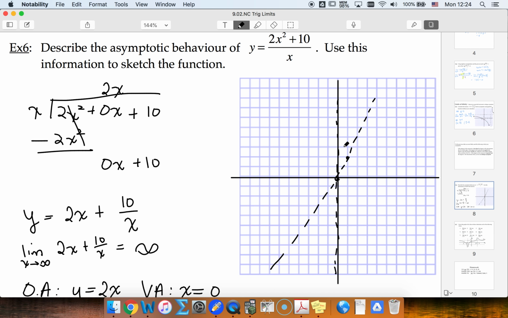I could also think about plugging in a value. When x is 1, I have positive numbers. If x is -1, I'm going to have negative values. So again, following my asymptotes, if I wanted to plot some exact points, I could. I don't know exactly where this is at the moment. We're going to be figuring that out later.